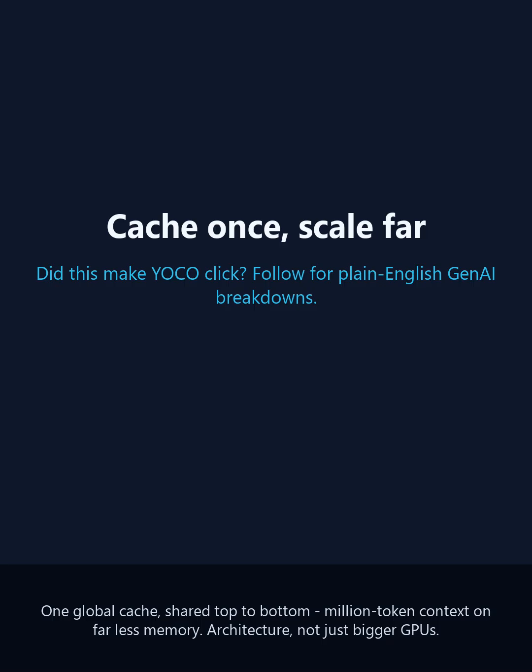So that's YOCO. You only cache once. Instead of a key-value cache in every layer, a self-decoder builds one global cache and a cross-decoder shares it, unlocking million token contexts on far less memory. It is a glimpse of how smarter architecture, not just bigger GPUs, will carry long context AI forward.